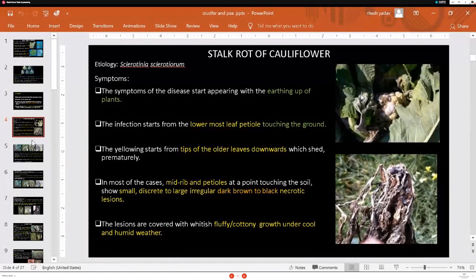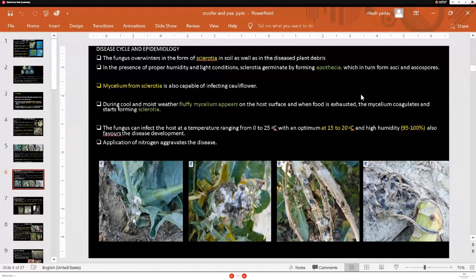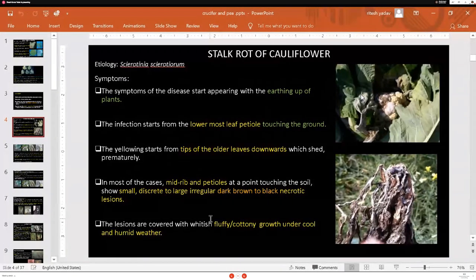some dark streaks, brown streaks, are seen on the lower stem and the leaf or the petiole that is in contact with the soil. It further progresses in the upward direction. So they produce different dark colored, black to brown lesions on the petiole, on the midrib.